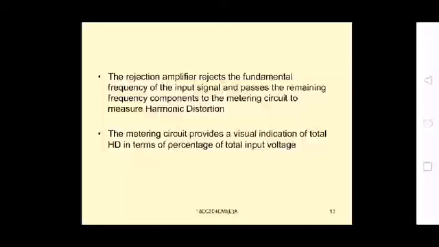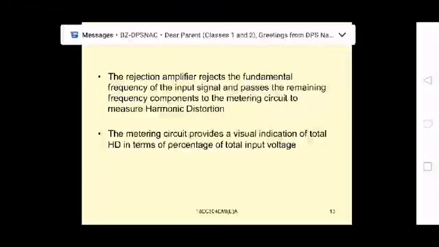And the rejection amplifier, the second one, rejects the fundamental frequency of the input signal. This is the main part of the THD meter, the total harmonic distortion factor meter. It will reject the fundamental frequency of the input signal, and it will pass the remaining frequency components to the metering circuit to measure the harmonic distortion.